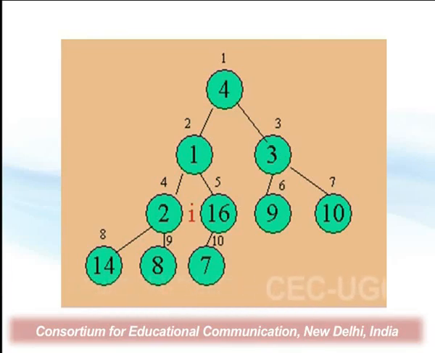So what is happening here? How are we going to start? As I have already told you in the starting, all the leaf nodes, which are 9, 10, 14, 8 and 7, are not needed to be heapified, because all leaf nodes are single node heap trees in themselves, so they need not be heapified.